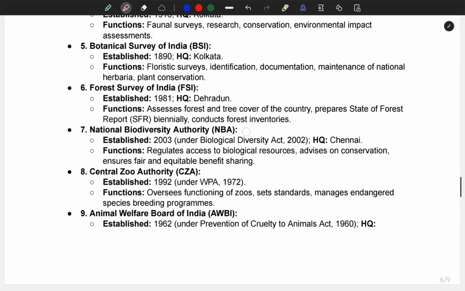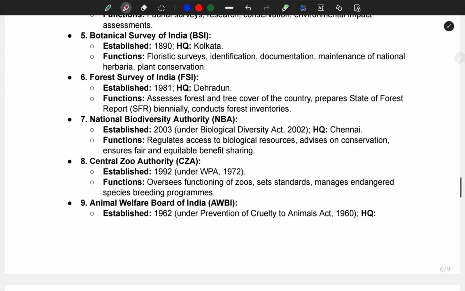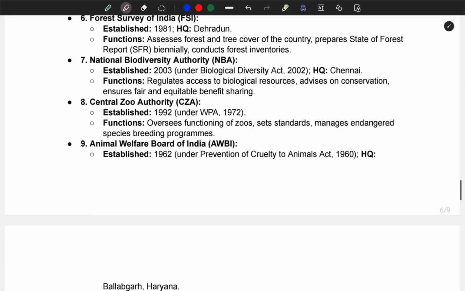Botanical Survey of India, BSI. Established 1890, headquartered in Kolkata. Functions: floristic survey, identification, documentation, maintenance of national herbarium, plant conservation. Forest Survey of India, FSI. Established 1981, headquartered in Dehradun. Functions: assesses forest cover of the country, prepares State of Forest Report, SFR.